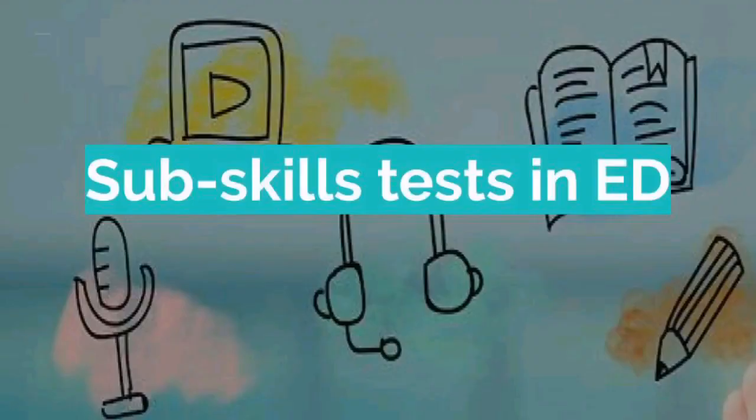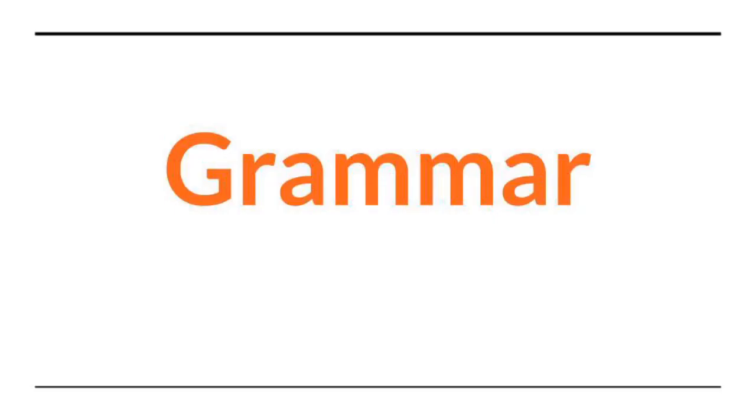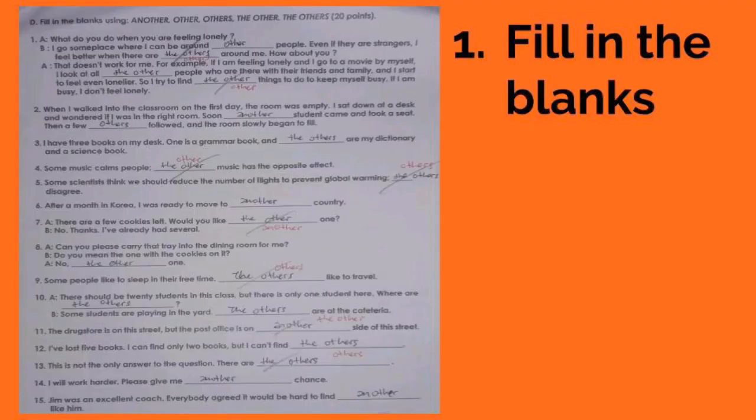Now we are moving on to the sub-skill tests that we've had in the English department. The first one is for grammar, fill in the blanks. Students are asked to fill in the gaps to complete the sentence only with the provided items, which are another, other, others, the other, and the others. There are 15 questions in this test.